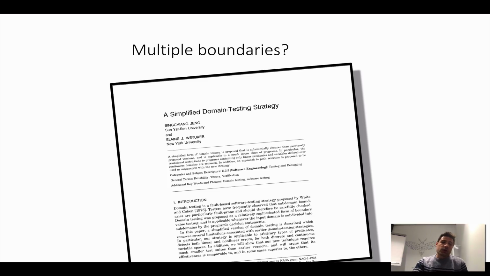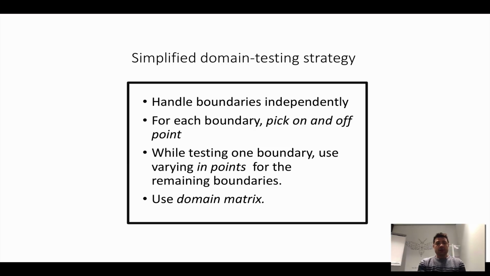And then we discussed what to do if we have multiple boundaries, right? So I have two conditions, x greater than 10 and y smaller than 100. What do we do? And I introduced you the simplified domain testing strategy, and the idea is that you're going to look at each of the conditions independently. For each of these conditions, you're going to have two tests, one for the on point and one for the off point. And for the other boundaries, you have to pick values, right? Otherwise, it doesn't work. And then you just use varying in points for the remaining boundaries.